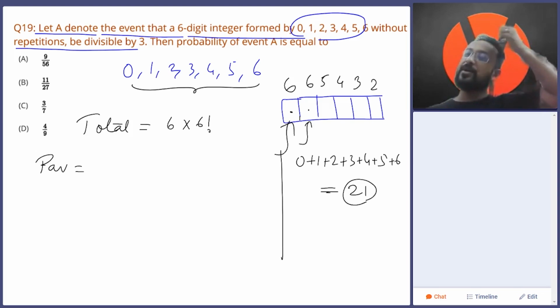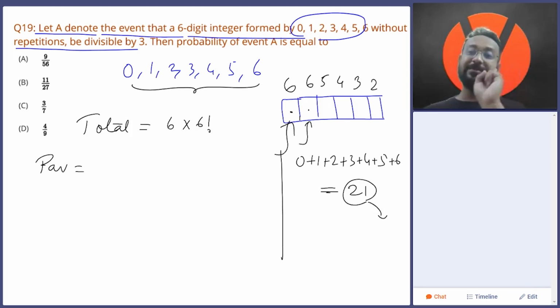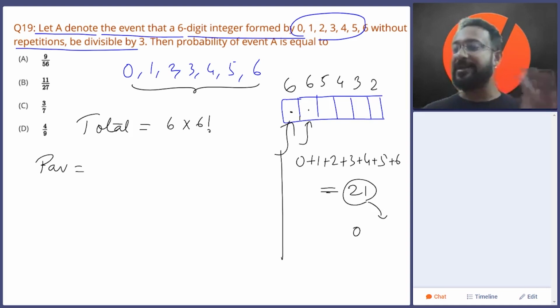If the sum is 21, whichever digit I leave out, if that is also divisible by 3, the remaining 6 will automatically be divisible by 3. It means I can only drop either 0, or 3, or 6, the multiples of 3. So for favorable, it is not so simple.